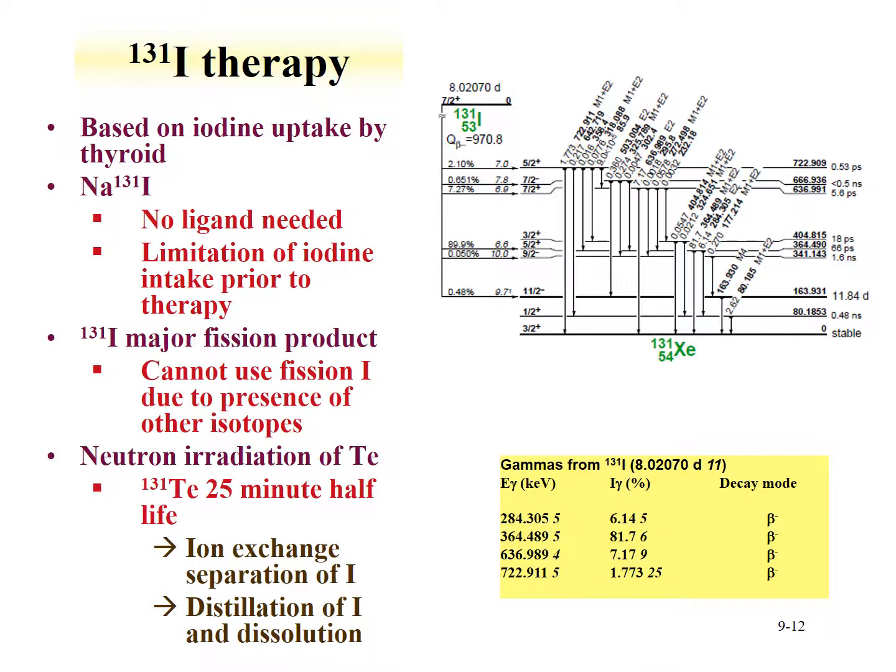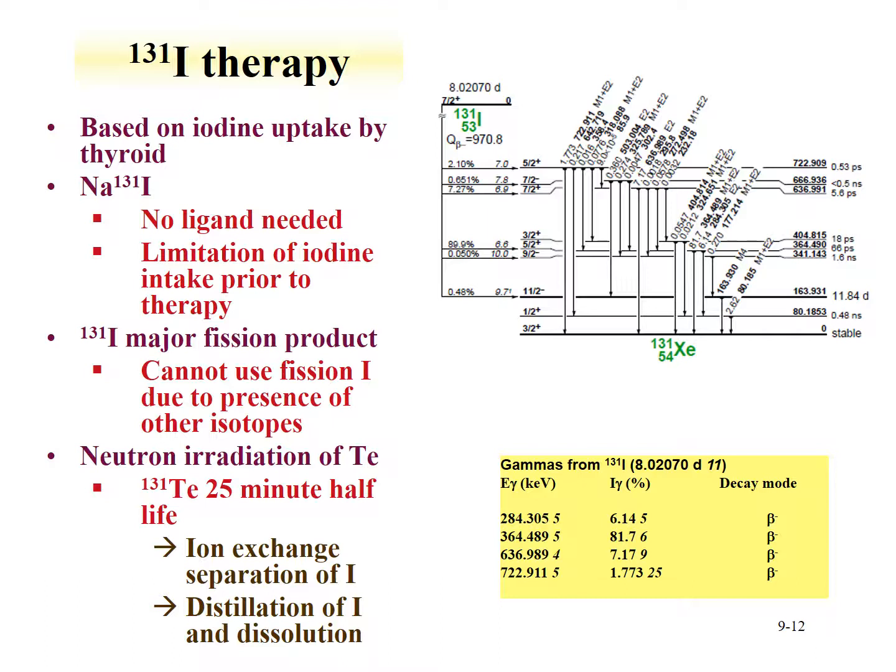Another isotope that's commonly used in therapy is iodine-131, and this is simply based upon the fact that the thyroid takes up iodine effectively. The iodine is introduced as a sodium iodide compound. There's no ligand needed. One just needs to limit the amount of iodine that's taken up prior to therapy, so that the thyroid is not saturated with iodine.